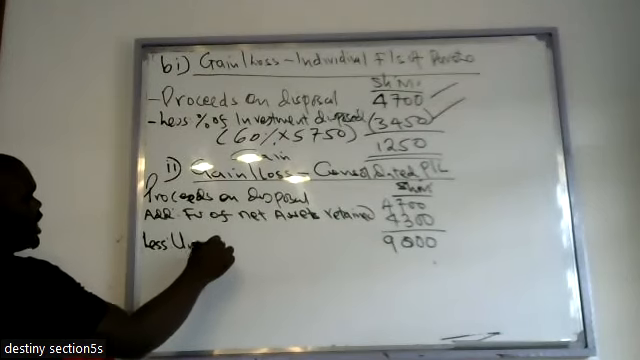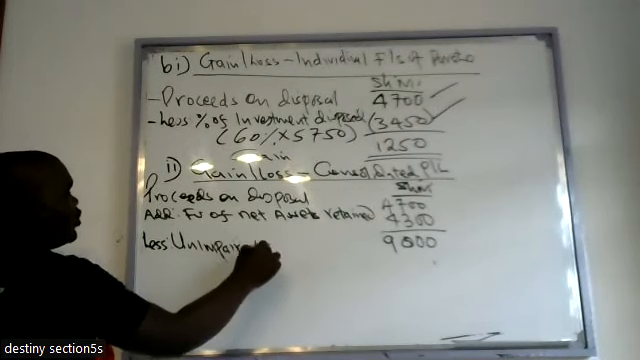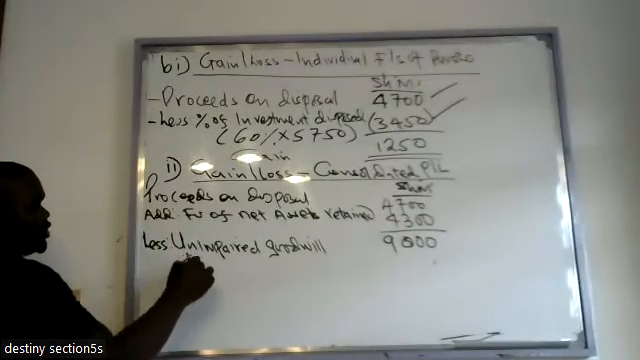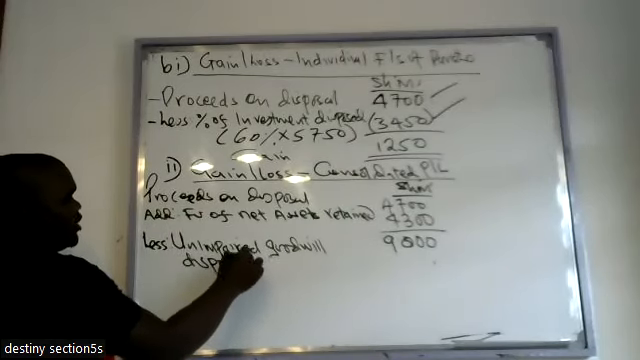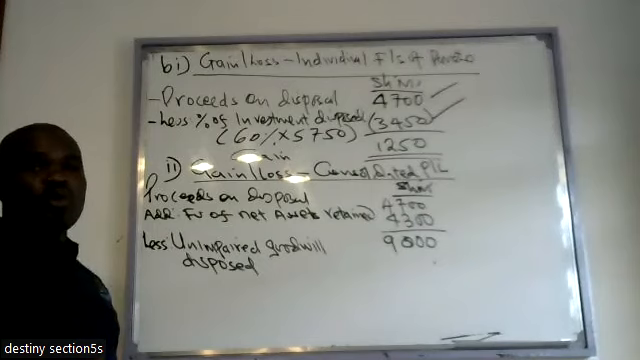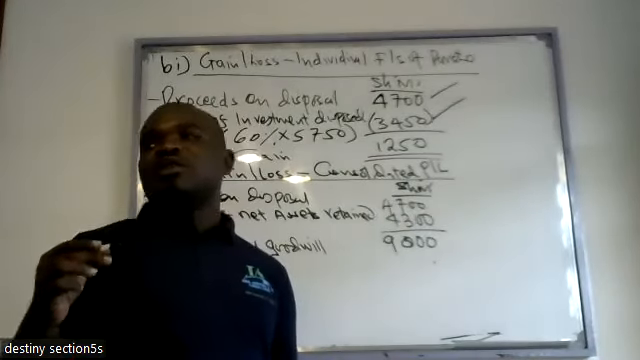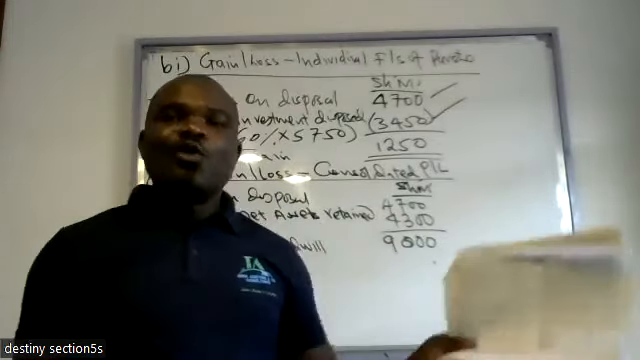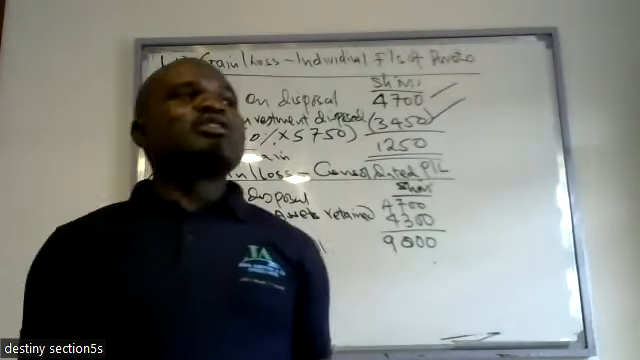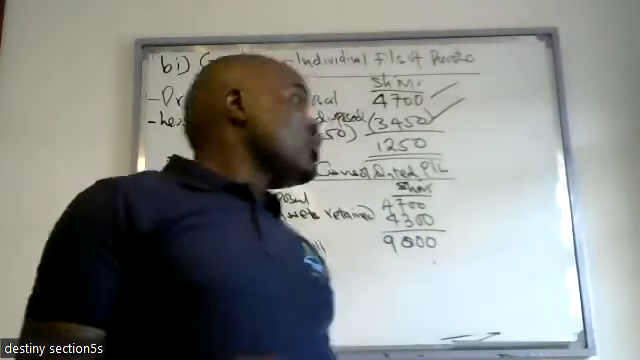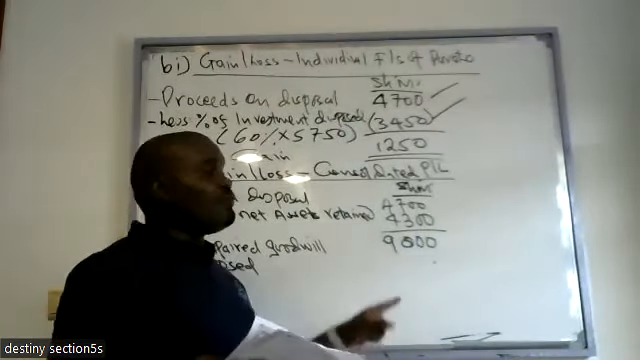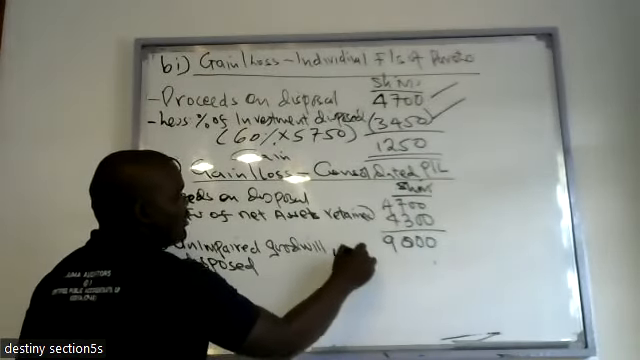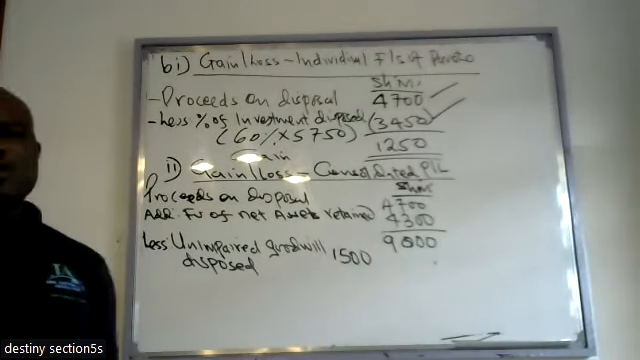unimpaired goodwill disposed. What is unimpaired goodwill? Unimpaired goodwill is goodwill which has not been subjected to impairment. We call it good goodwill, goodwill which has not been impaired. So I remember when we calculated the goodwill of DAFU, somewhere there we got 1,500. Just confirm. Goodwill was 1,500.